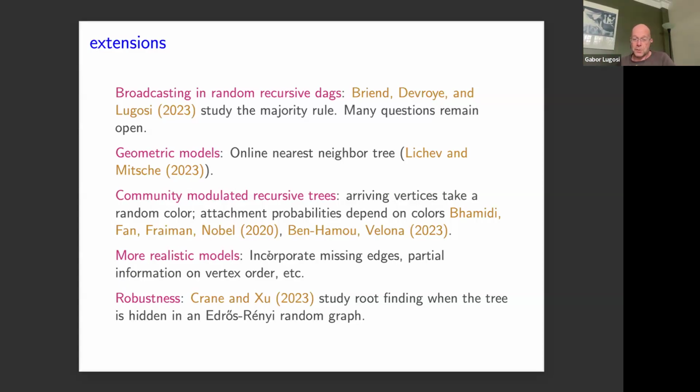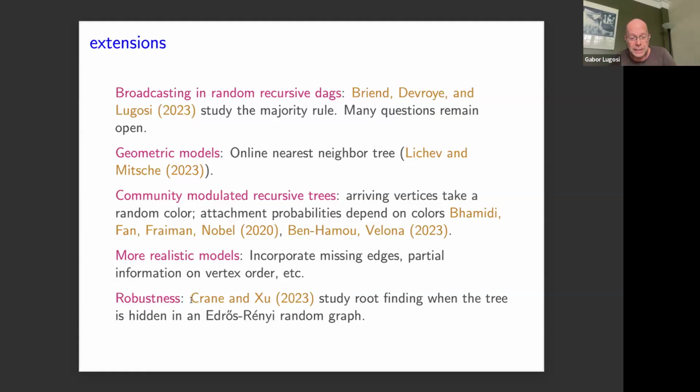We can talk about more realistic models when there are missing edges, partial information on the vertex order. There are many interesting, practically motivated questions in this area. What I am very much interested in is the question of robustness, because all these models that I told you about are very specific, right? Uniform attachment, preferential attachment, and somehow the methods are often tailored to those. What can we do in a more robust way? Is there a large set of models in which we can say something, or can we deal with noise?